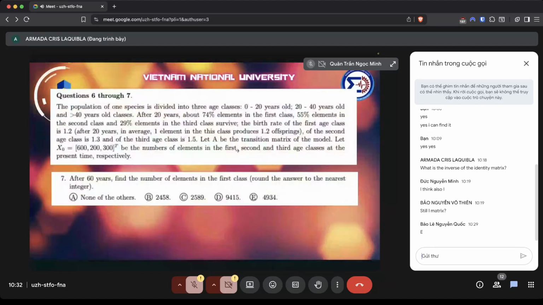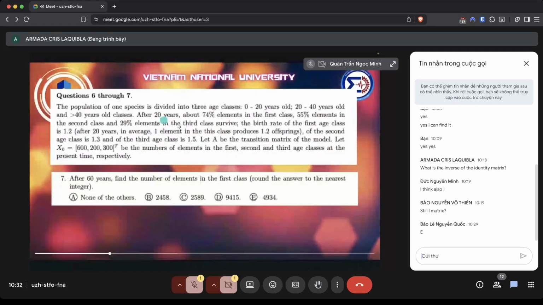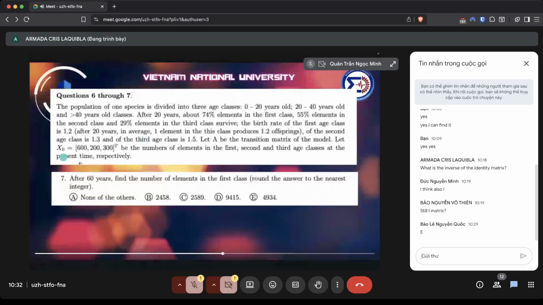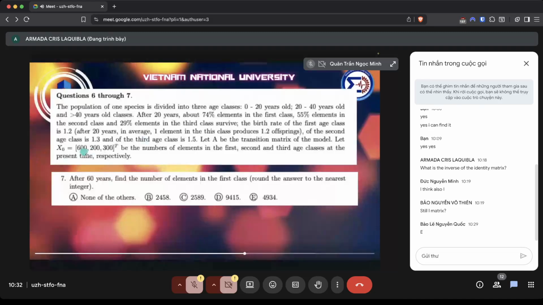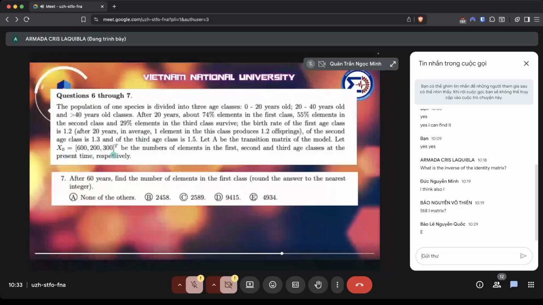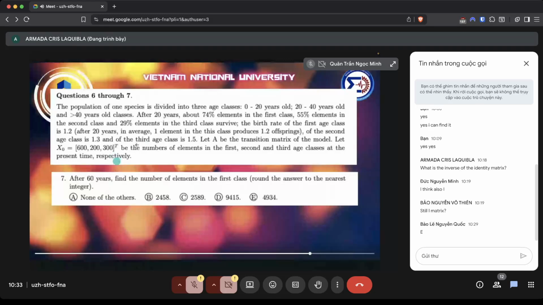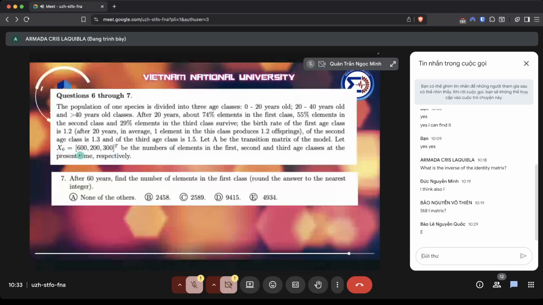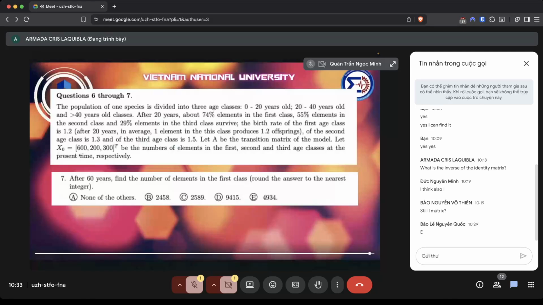After 60 years. Now, class, the problem, it's always after 20 years. So we are going to multiply our matrix A to this x sub o three times because this is 20 years. So multiply the A in your x sub o, that's only 20 years. Multiply it again, the A in your x sub o, it's for the 40 years. And then when you multiply it again, it's now for the 60 years. So we multiply it three times.